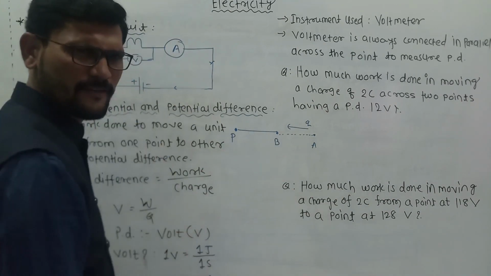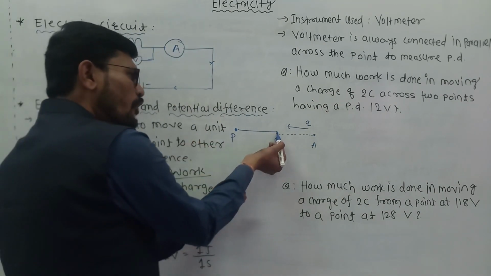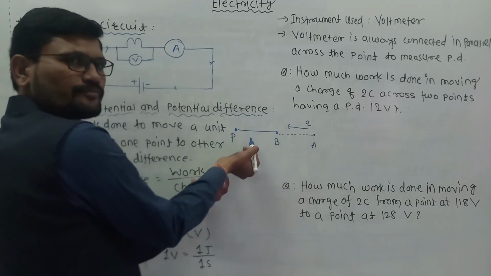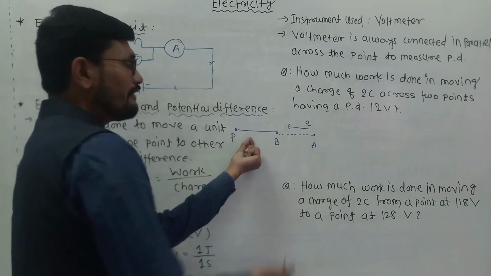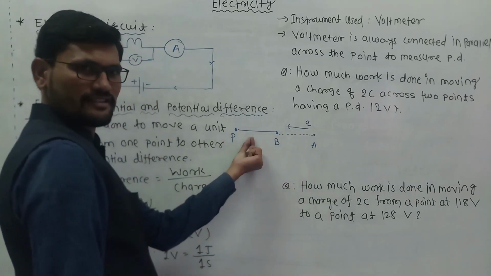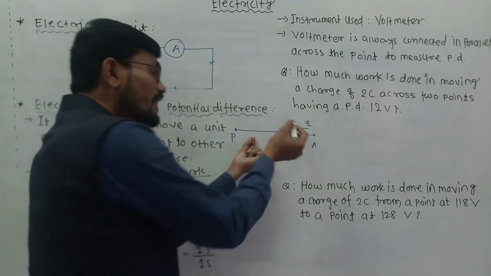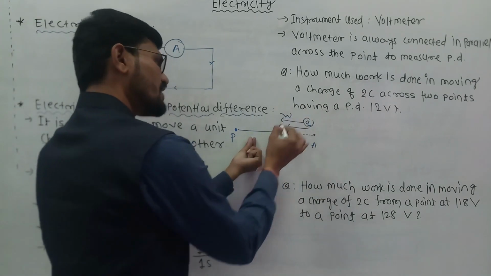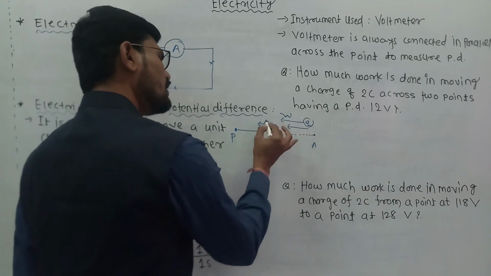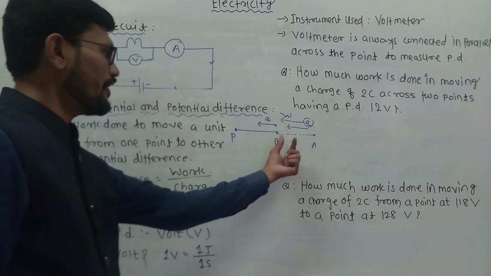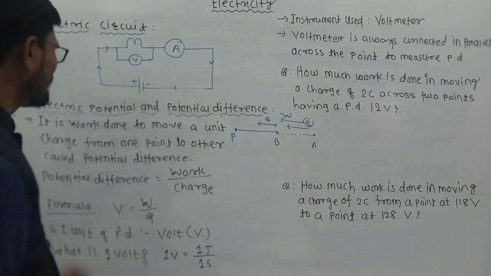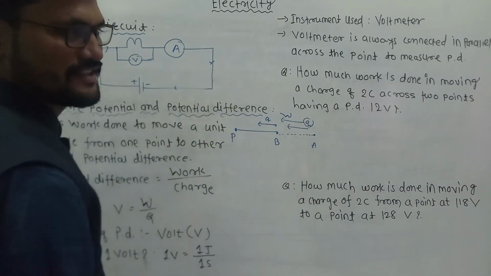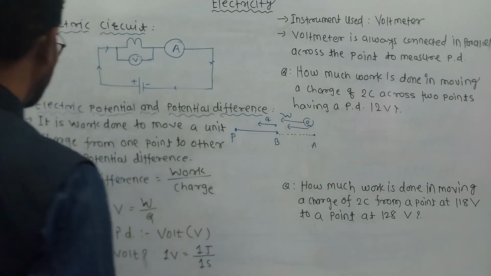What are we doing here? We are trying to move this point charge from point B towards point P. So we are doing work against this charge, we are doing some work on this charge to move from point B to point P. Clear? So this is what is called electric potential and potential difference. Getting what I am saying? Hope you understood this very clearly.